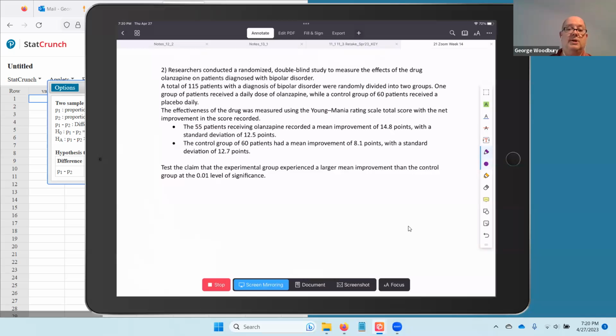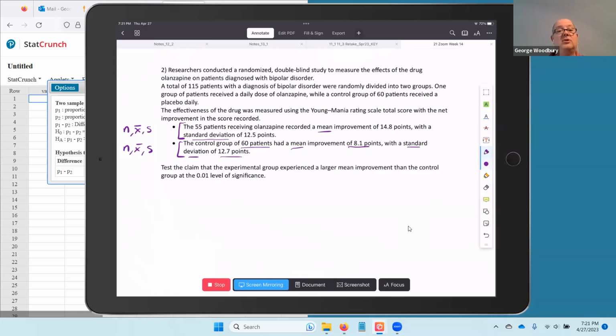So 55 patients got the medication, 60 got the placebo. The effectiveness of the drug was measured with a total score with the net improvement recorded. So I've got two samples. Sample 1, we're told how many patients there are, N, there was 55. We're told the mean, that's X bar, and we're told the standard deviation, that's S. That's a summary of the first sample. And the second sample also has those 60 patients, mean of 8.1 points, standard deviation of 12.7 points.